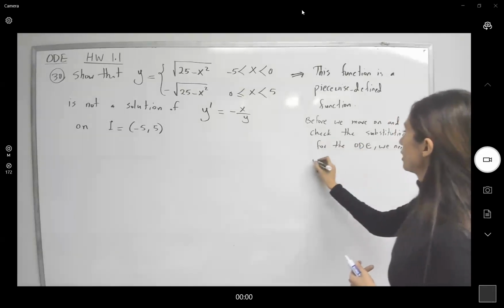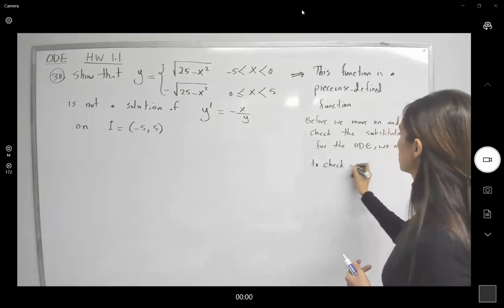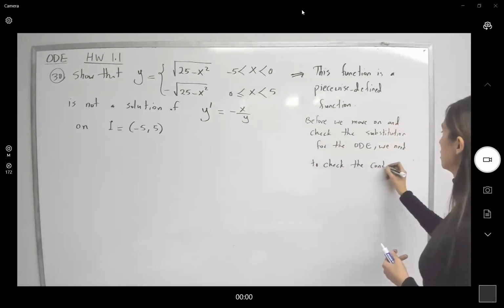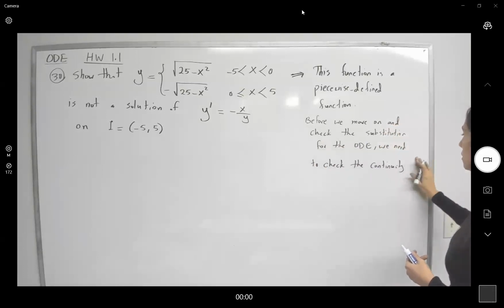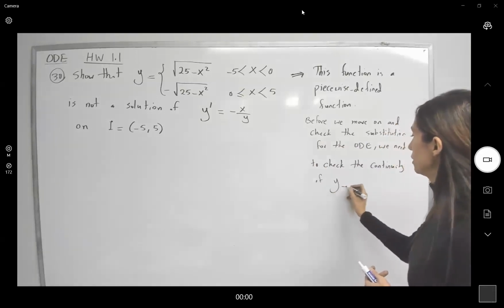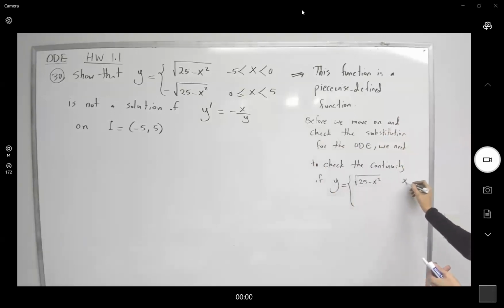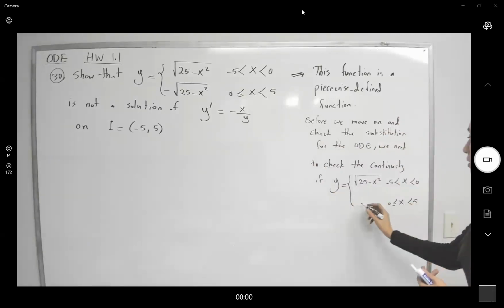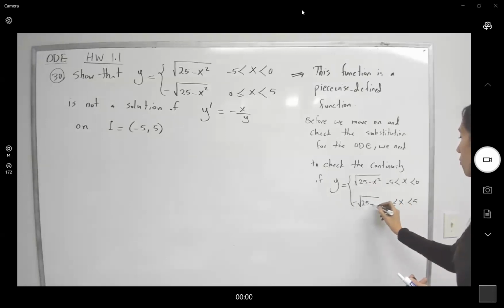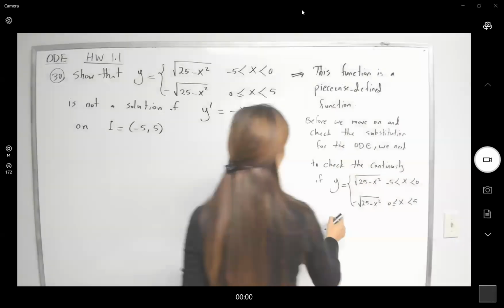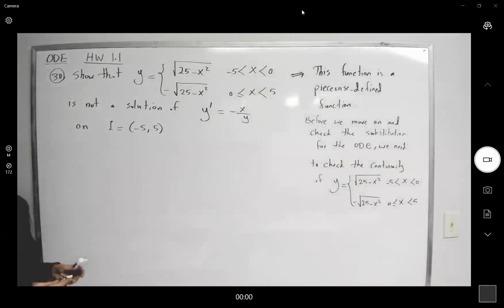We need to check the continuity of y, which is defined this way for us, square root of 25 minus x squared, where x is bounded between negative 5 and 0 on this interval. On the other interval, it's going to be the lower half of the circle, negative square root of 25 minus x squared. But is this function continuous?